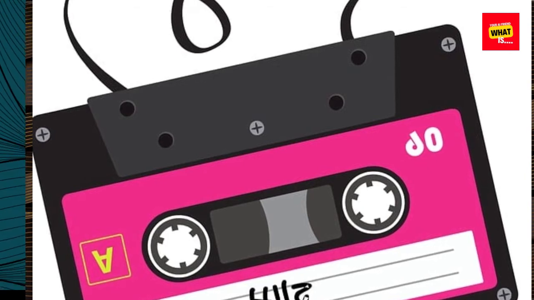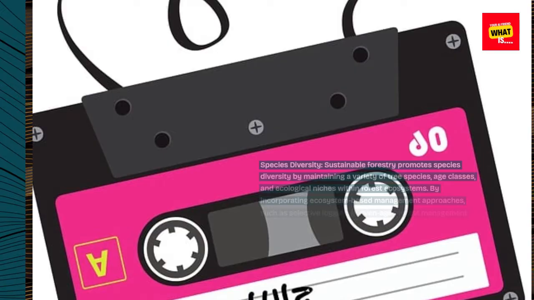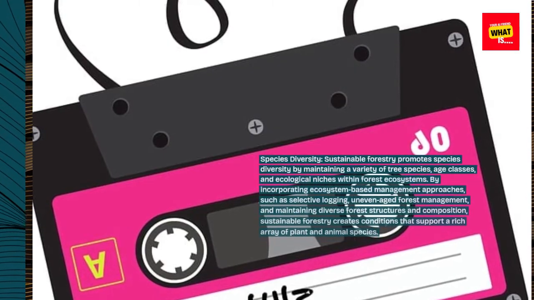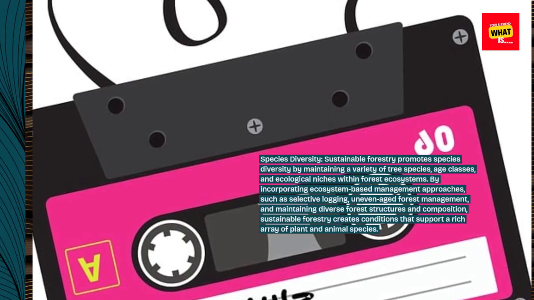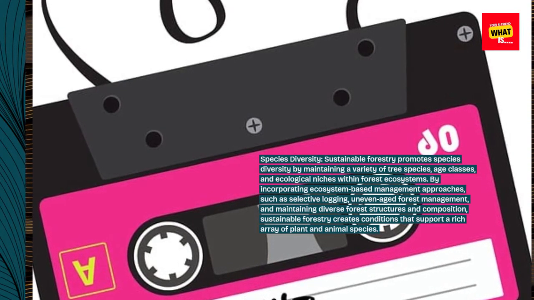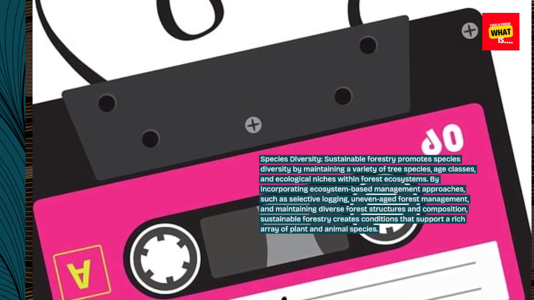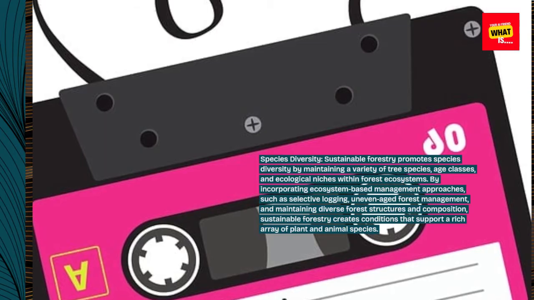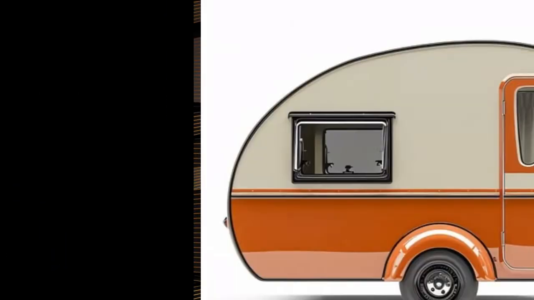Species diversity. Sustainable forestry promotes species diversity by maintaining a variety of tree species, age classes, and ecological niches within forest ecosystems. By incorporating ecosystem-based management approaches, such as selective logging, uneven-aged forest management, and maintaining diverse forest structures and composition, sustainable forestry creates conditions that support a rich array of plant and animal species.